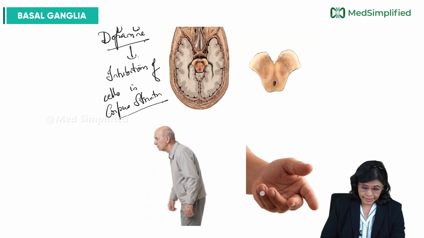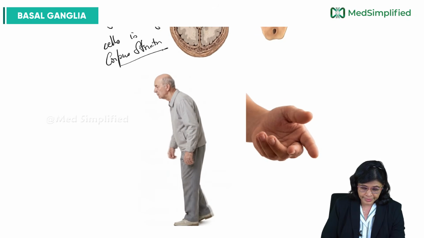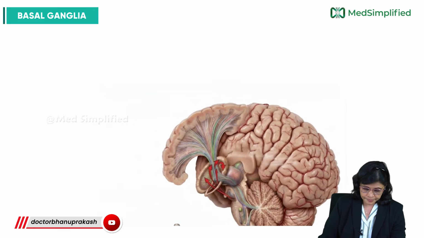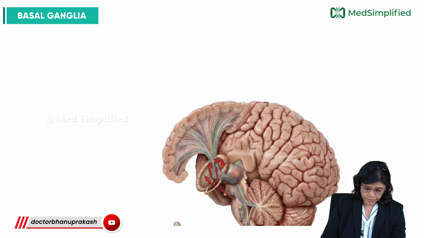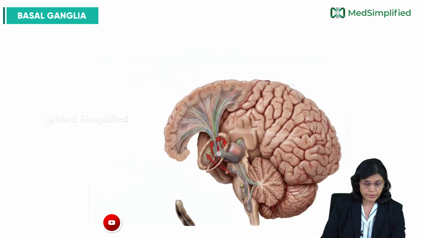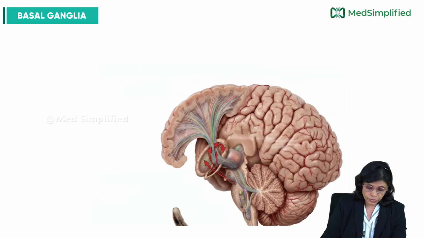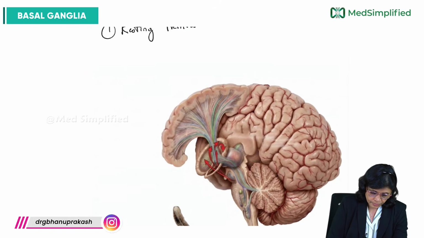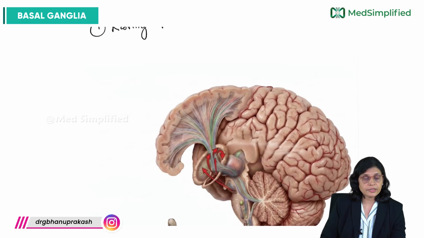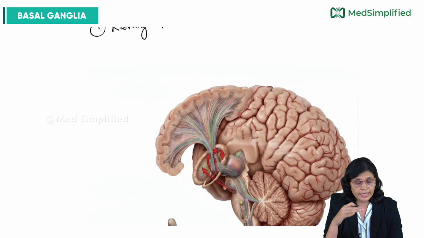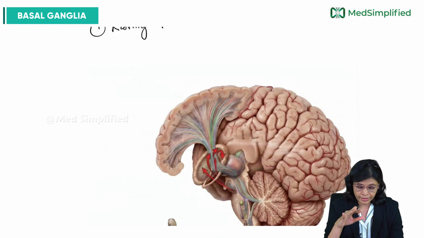Right. So what are the characteristic features which we see in case of Parkinsonism? Here we can see the corpus striatum and the nigrostriatal fibers which will be carrying dopamine. The first thing which we see will be the resting tremors. This will be a slight shaking movement of the hands, especially when the patient, as the name says, is resting, is not doing anything.